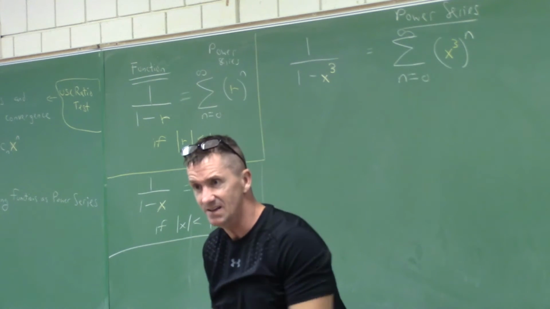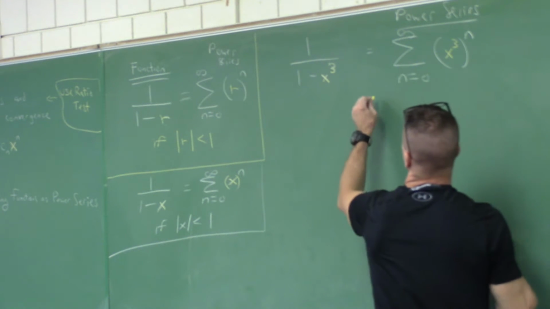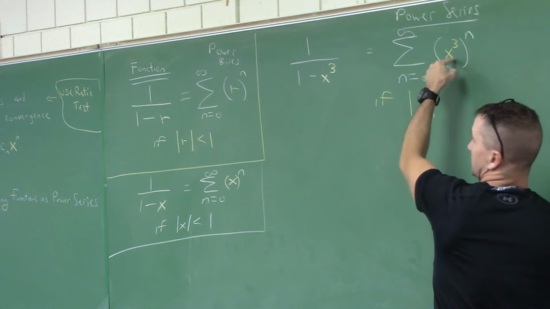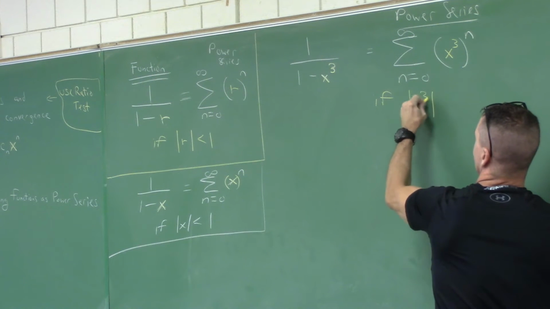Go, that's really it? Sure. Oh, I've got to say where it converges. If what? If the absolute value of what now? If the absolute value of, there's my r, which is x cubed, okay.